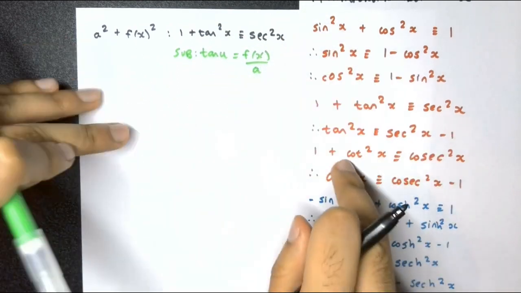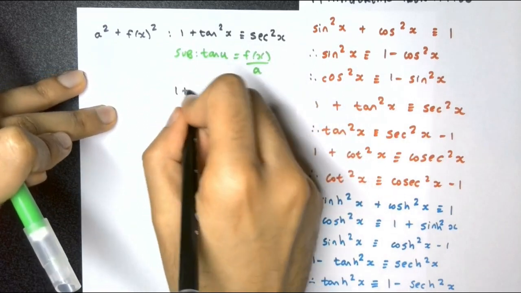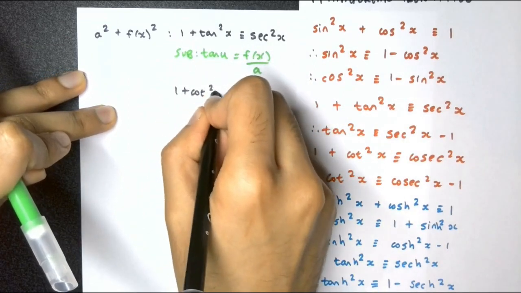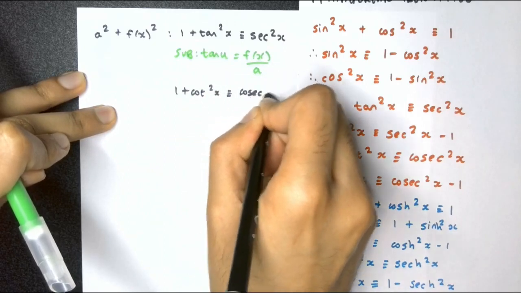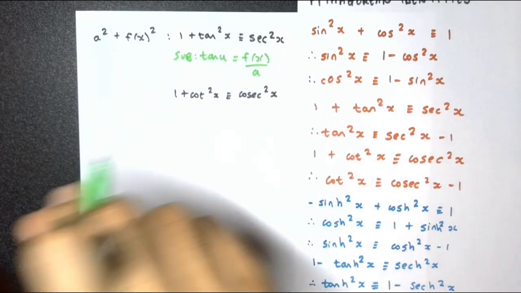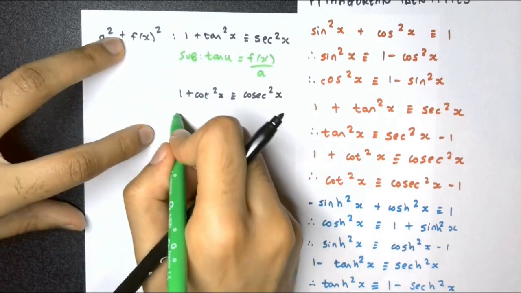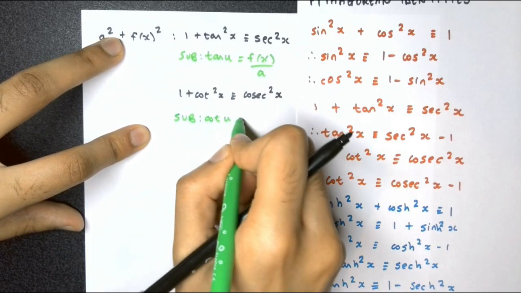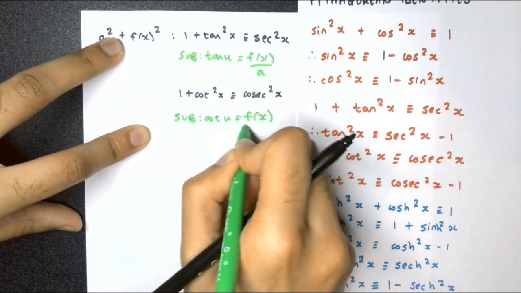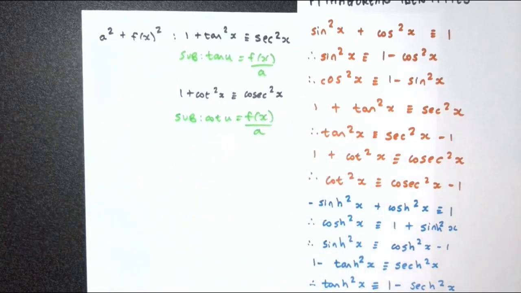And the other option we've got is this one over here, 1 plus cot squared equaling cosec squared x. So if we think about the substitution we should be making, we've got cot u equaling f of x over a.